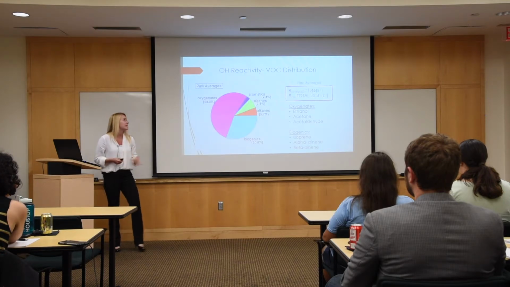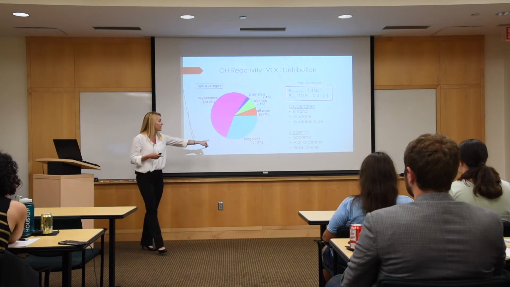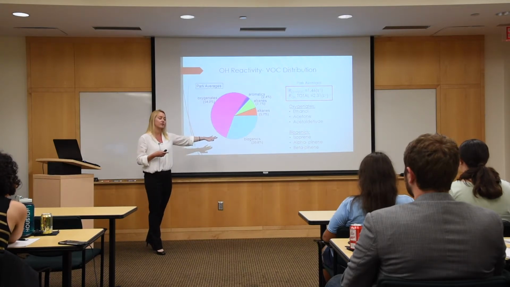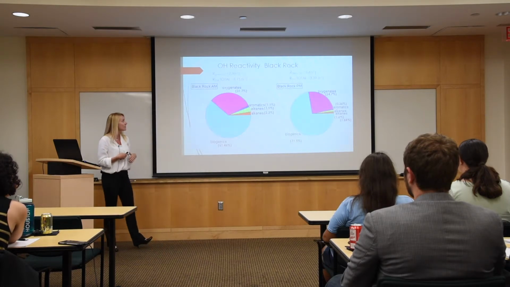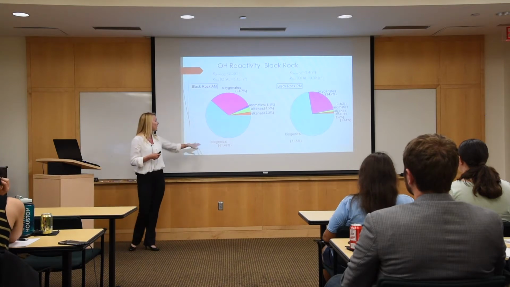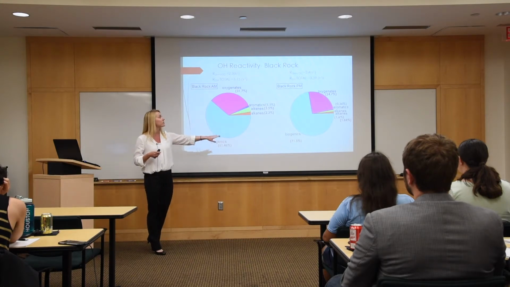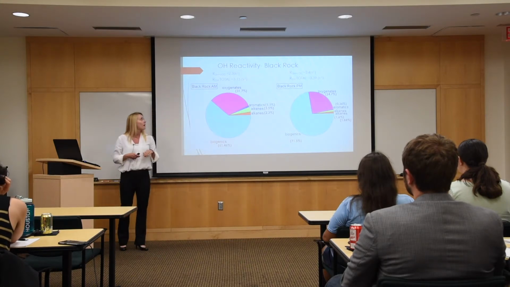As a park average, we see that oxygenates do dominate the reactivity in the atmosphere, but biogenics still hold a large portion of that reactivity with about 31%, which is huge. Moving on to a time series of Black Rock, we see that in the morning, biogenics hold the most reactivity with about 61%, and then increase to about 72% in the afternoon.